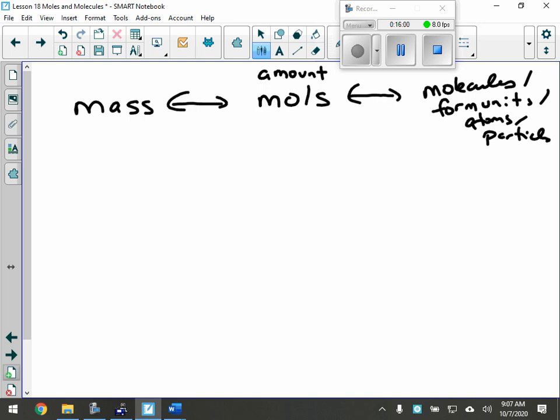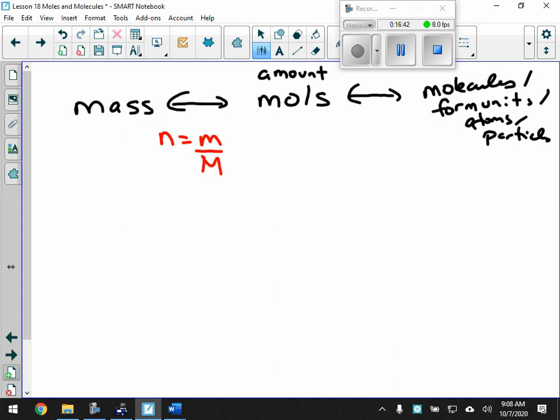Now, to get between these things, if I have the mass and I want to get to moles, how do I go from mass to moles? I use a formula. What's the formula? So you're going to use this formula in some way, shape, or form. Are you going to use exactly that formula? Well, if I want to get from mass to moles, mass over molar mass gives me moles. What if I was going from moles to mass? Do I use this formula? Yes, but I have to rearrange it, like we did yesterday.